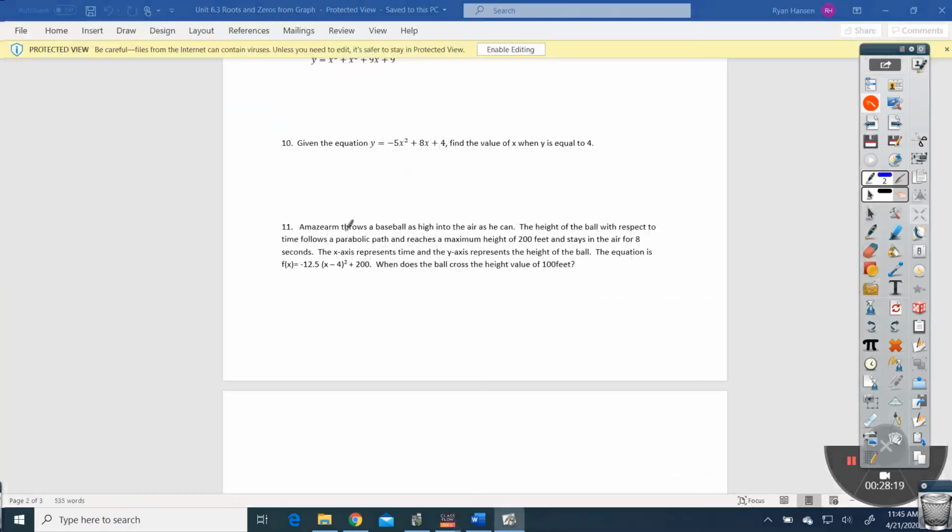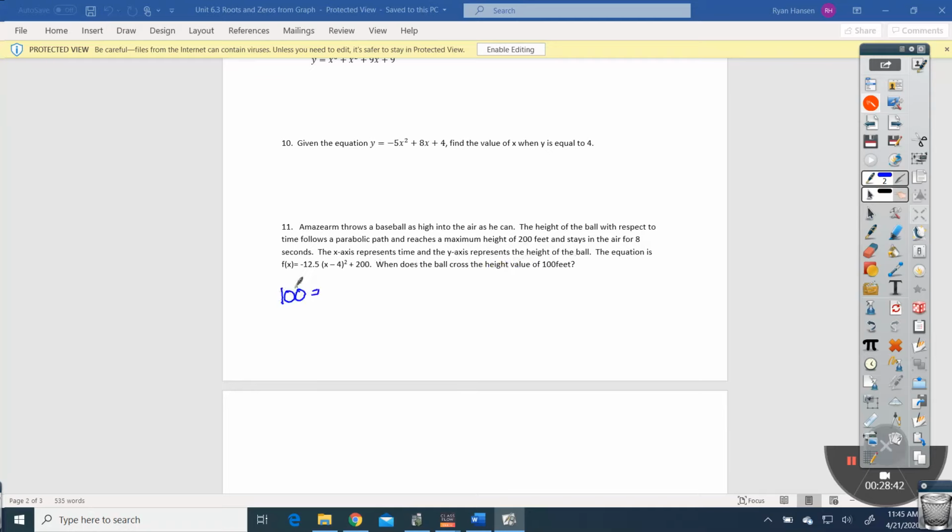Okay, so this last question says, a man's arm throws a baseball as high into the air as he can. The height of the ball with respect to time follows a parabolic path and reaches a maximum height of 200 feet and stays in the air for 8 seconds. The x-axis represents time, the y-axis represents the height of the ball. The question is: when does the ball cross the height value of 100 feet?